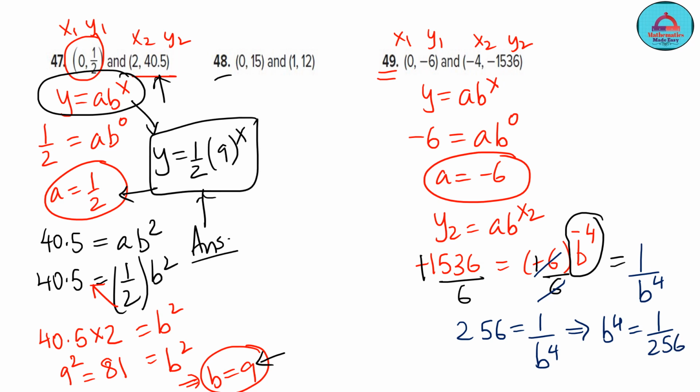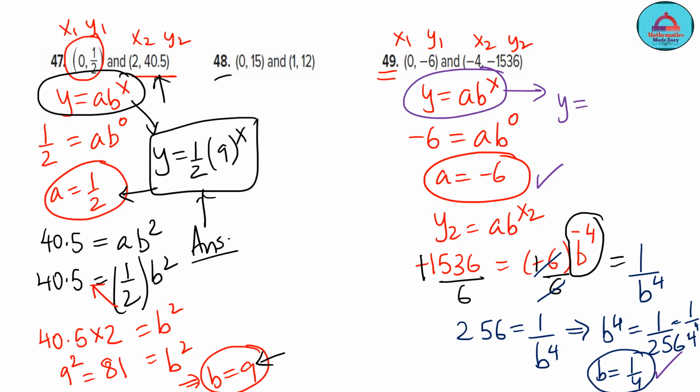And as you know, 1 over 256 can be written in the form 1 over 4 to the power 4. That means if you multiply 4 times with itself, that is 4 multiplied with 4 multiplied with 4 multiplied with 4, you get 256. So therefore your b is 1 over 4. That completes the question. We have a and b with us. So we'll again go back to the equation and give our final answer. So y is going to be minus 6 times 1 over 4 to the power x. So that's your final answer.